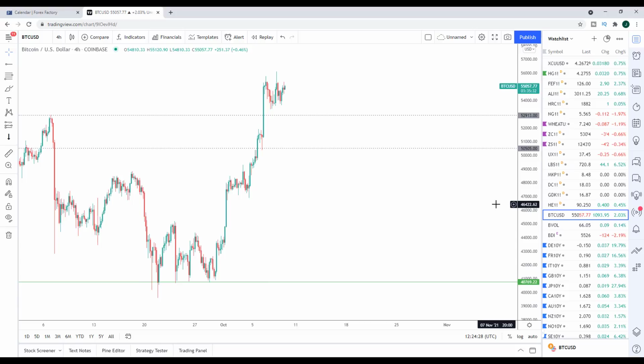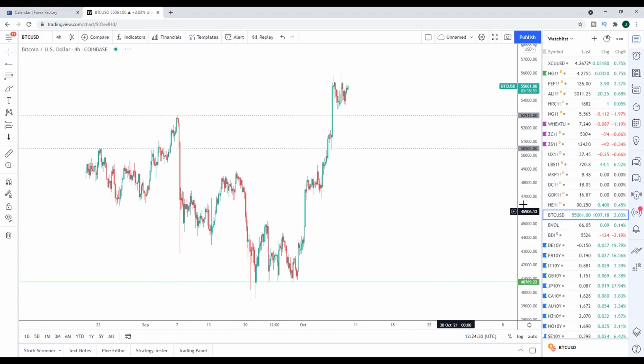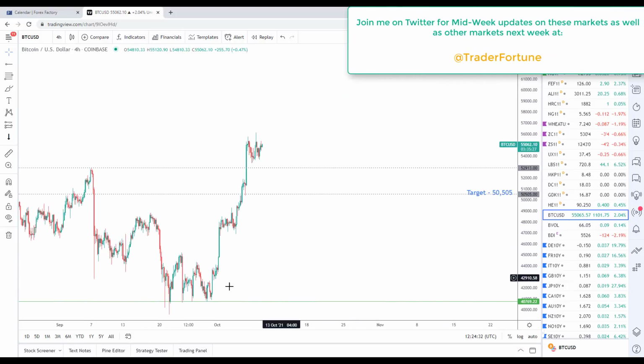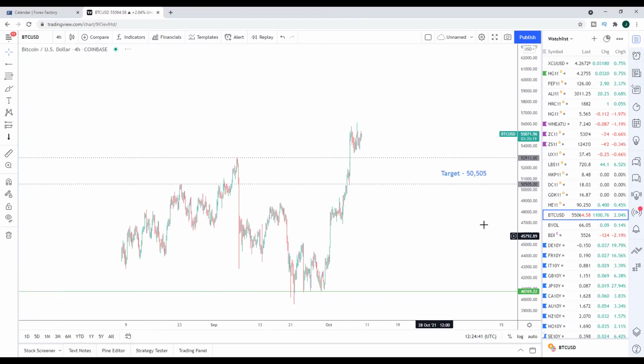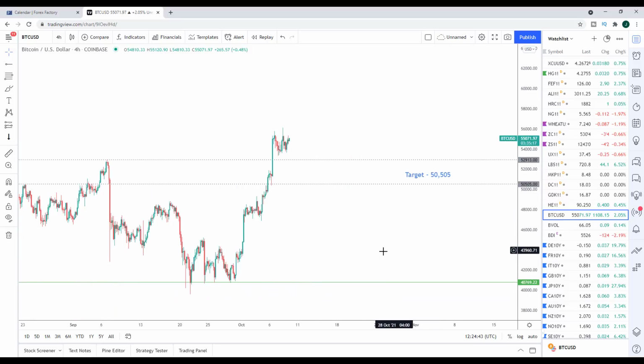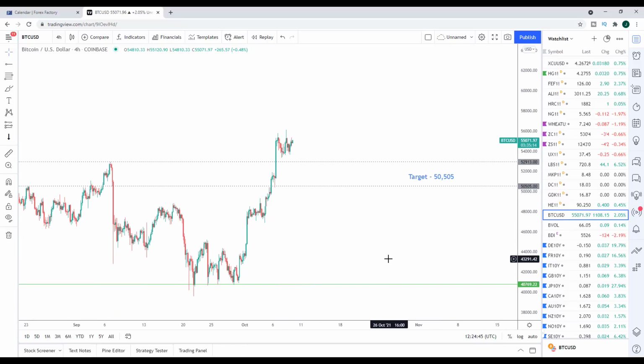And finally, we have Bitcoin. Now, Bitcoin was a market that performed really well in last week's weekly Forex forecast. I was looking for further advances to the upside in this market, and we took out both targets at the 50,505 and the 52,913 as well. And what's interesting is Bitcoin is starting to outperform despite the fact we have a stronger dollar. We are still seeing Bitcoin rise to the upside.